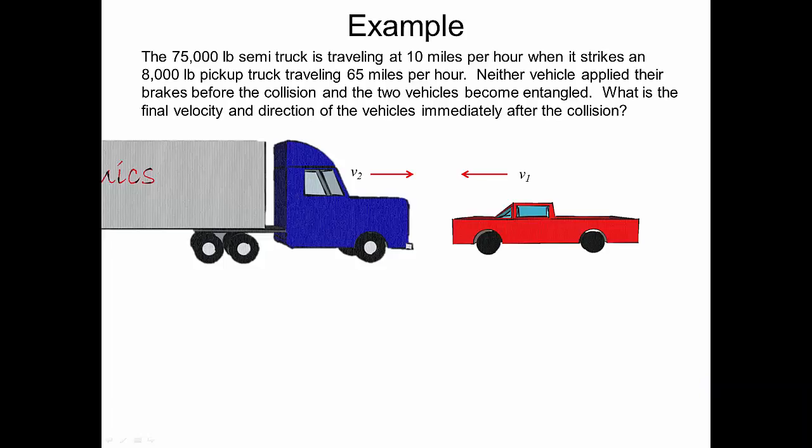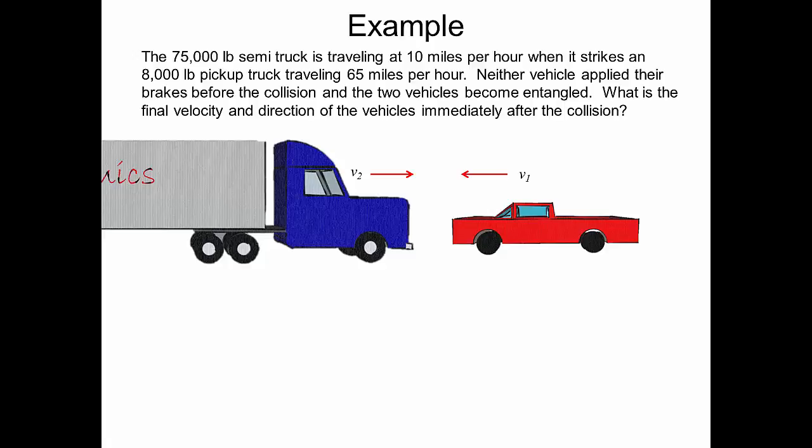Let's look at another example that uses conservation of momentum. In this case, we have a 75,000-pound semi-truck that's traveling 10 miles per hour when it strikes an 8,000-pound pickup truck traveling at 65 miles per hour in the opposite direction. Neither vehicle applied the brakes before the collision, and the two vehicles become entangled. What's the final velocity and direction of the vehicles immediately after the collision?